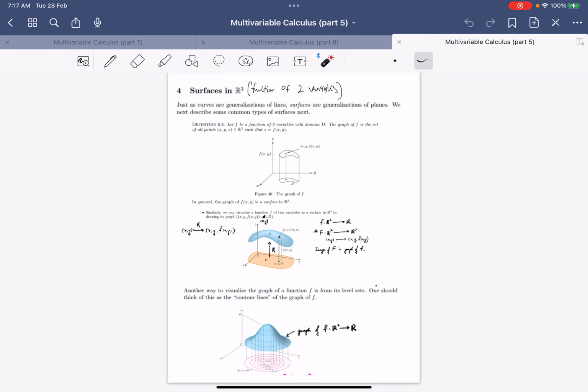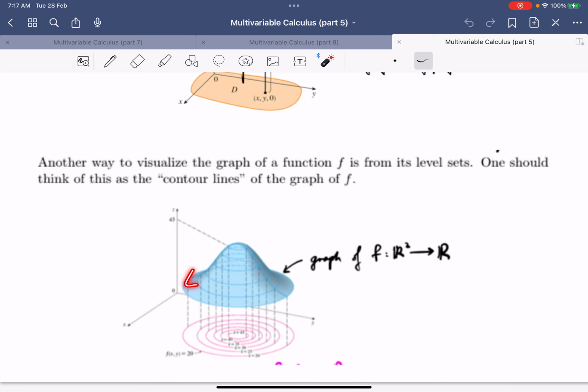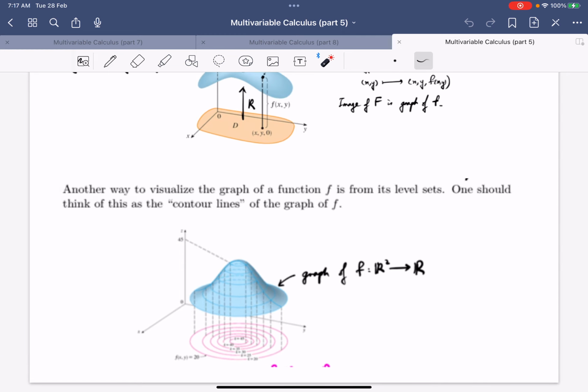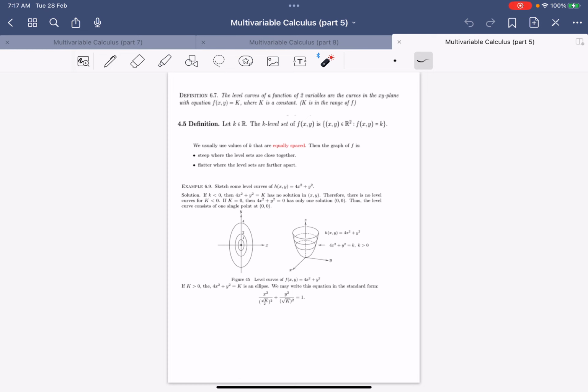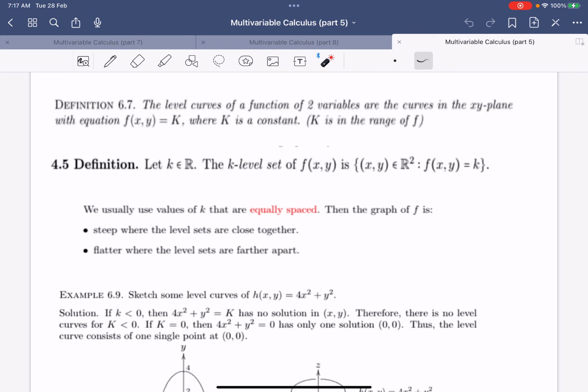Another way of visualizing a graph is of course using what is known as a level set. A level set, you can think of as contour lines. So for example, you have this surface over here. At this height, you can gather all the points there, and once you cut this surface with a plane parallel to the xy plane at this height, you can project all these points down and see how the graph looks below. This is known as a level curve or level set of two variables: a curve in the xy plane where f(x, y) equals some constant. So the k level set curve is when f(x, y) equals k. And when the level sets are close together, that means the function is very steep. And when the level sets are far apart, then it's flatter.